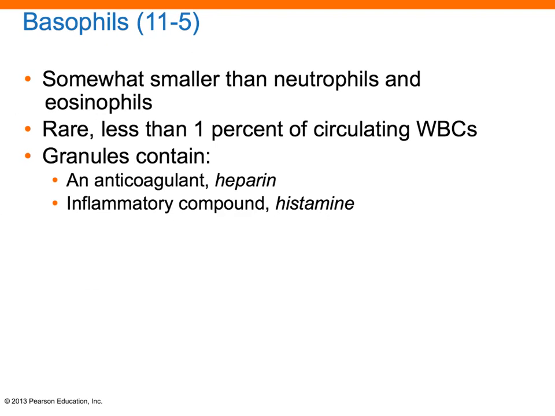The basophils are a little smaller than the neutrophils and the eosinophils, and they are very rare as well. They only make up less than 1% of the circulating white blood cells. But the basophils migrate to damaged tissue and they release heparin, and the heparin inhibits clotting. They also release histamine, and histamine promotes inflammation. So this increases blood flow to the injured tissues.